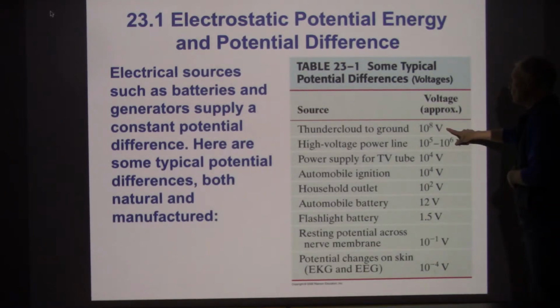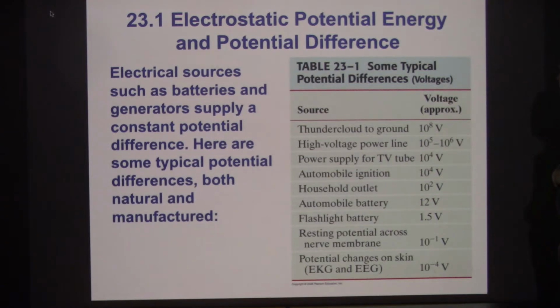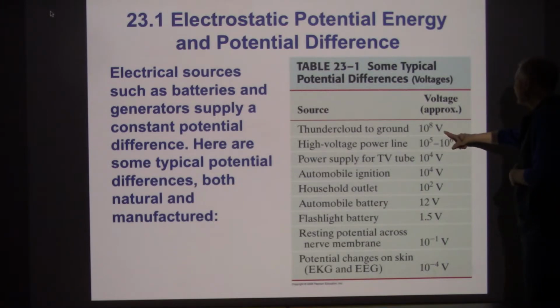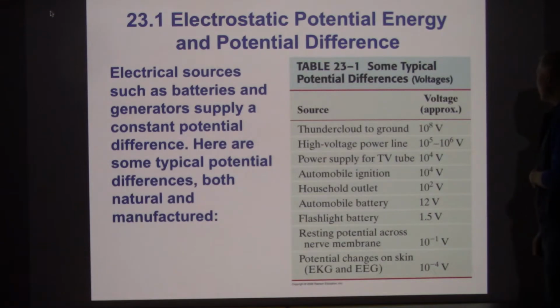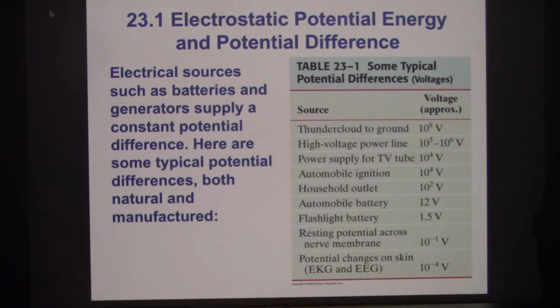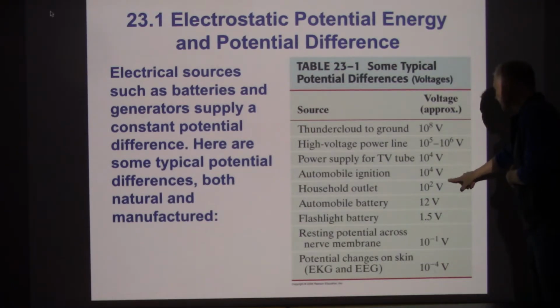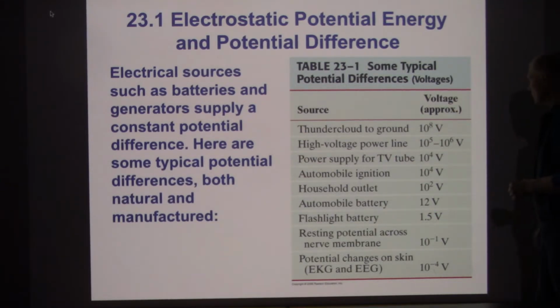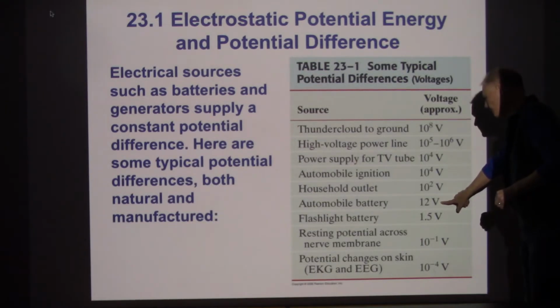So during a lightning strike, thundercloud to ground, 100 million volts, that's quite a few. High voltage power lines look like they're up around 100,000 volts. Power supply for the television tube, of which we don't really use anymore. The TVs now are flat screens. Automobile ignitions, 10,000 volts. Let's see, household outlet is 120. An automobile battery typically is 12 volts.